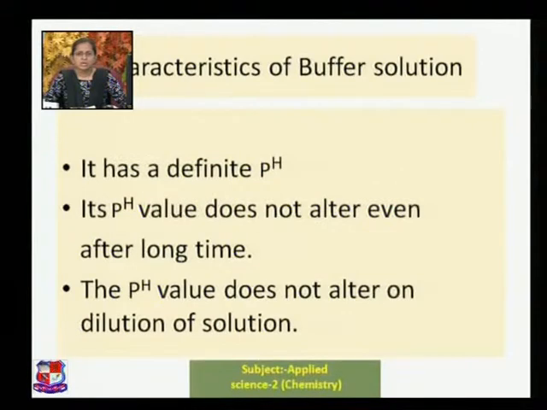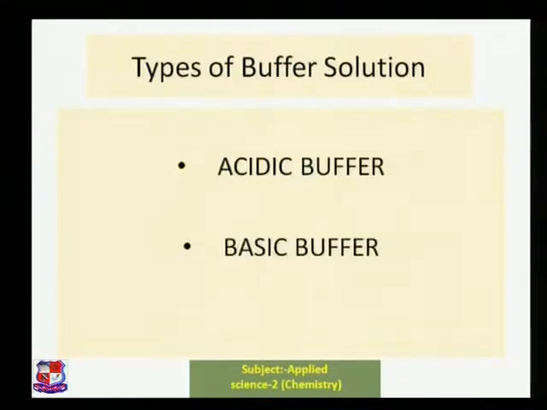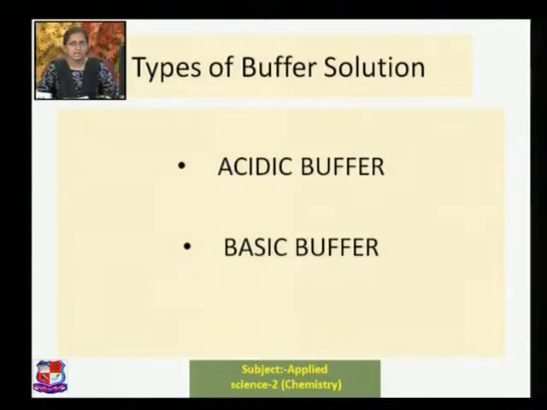In that, you can see here very well the characteristics of the buffer solution. Why does this buffer solution have a very peculiar nature? It has a definite pH. Okay, its pH is not getting altered even after a long time. That means it is resisting the change in pH. Then the important thing is that whenever you are diluting the solution, the pH value is also not changing. Now the types of buffer, acidic buffer and basic buffer, taken into detail.